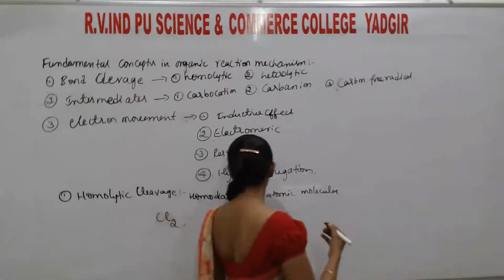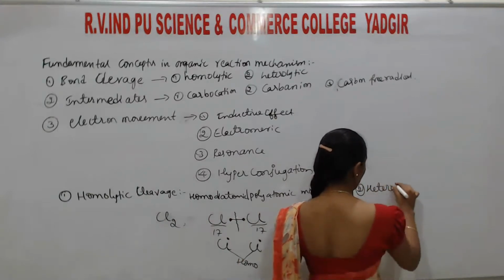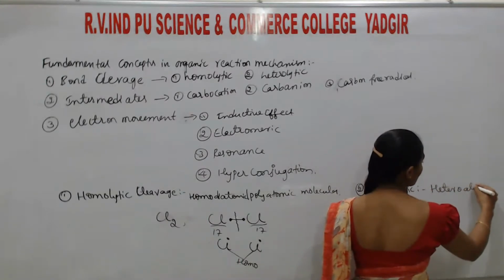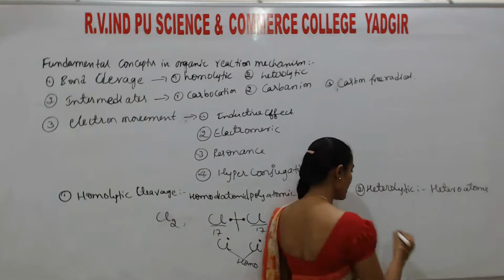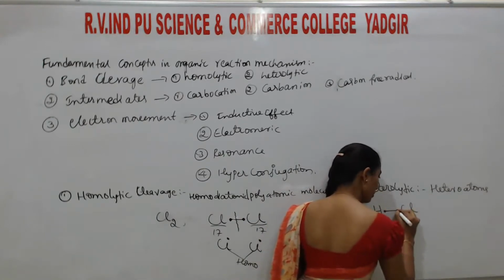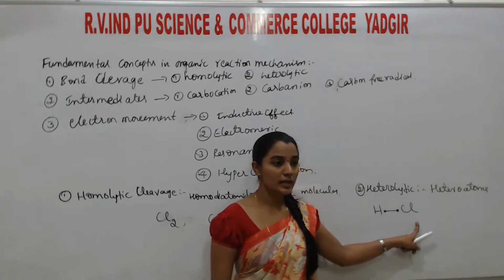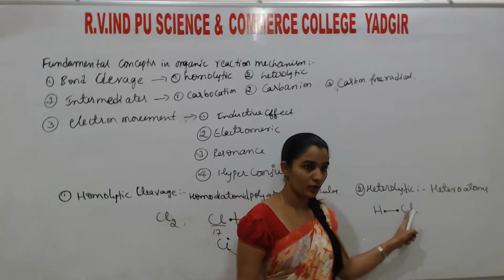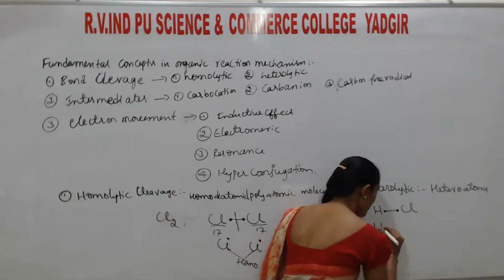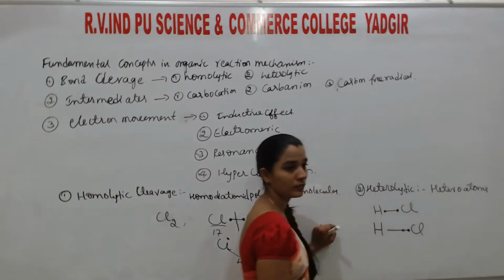So I will write heterolytic. Okay? Heterolytic. So in heterolytic, you want heteroatoms. So I will take HCl. Of course, it is not an organic compound, but then only I take HCl. So among hydrogen and Cl, which one is highly electronegative? Cl is highly electronegative, which means it attracts the shared pair of electrons towards itself. So if we observe, the electron of this hydrogen is at zero.